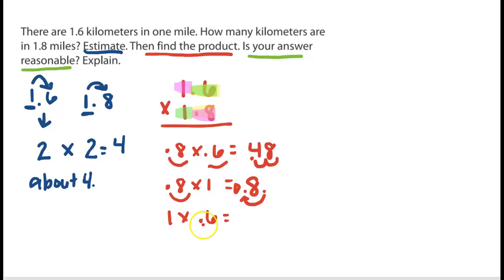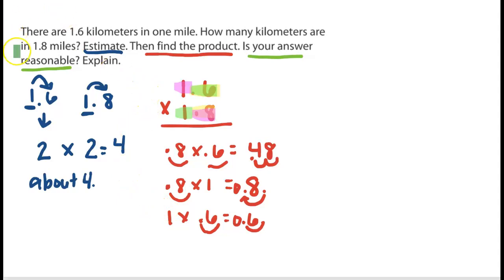So because I have 1 decimal, I've got to move it to the right to pretend it's a whole number. I'm going to have to move it to the left in my final product. I know 6 times 1 is 6. Because my decimal's here, and I pretend it was a whole number, I'm going to move it back 1 place. So my answer is 0.6.